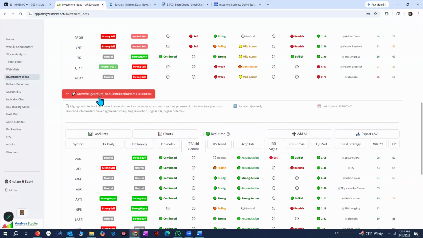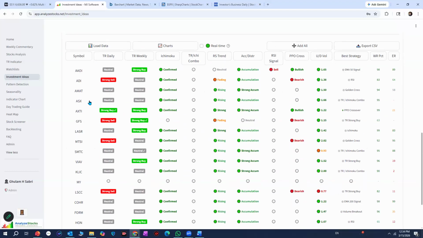This is a list of growth, quantum, and AI in semiconductors. Okay, here we have AXTI. Strong buy signal on daily. Checkmark means it is within 5% of the last buy point. On the weekly side, this is also buy. Ichimoku strategy is also on the confirm side. And a PPO crossover has just given a signal. And it has beaten 99% on weighted rank average. Although on the earnings side it's weak.